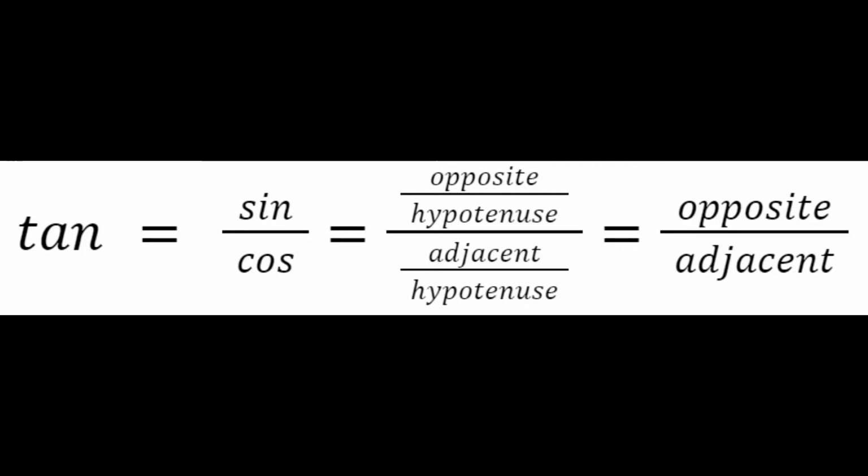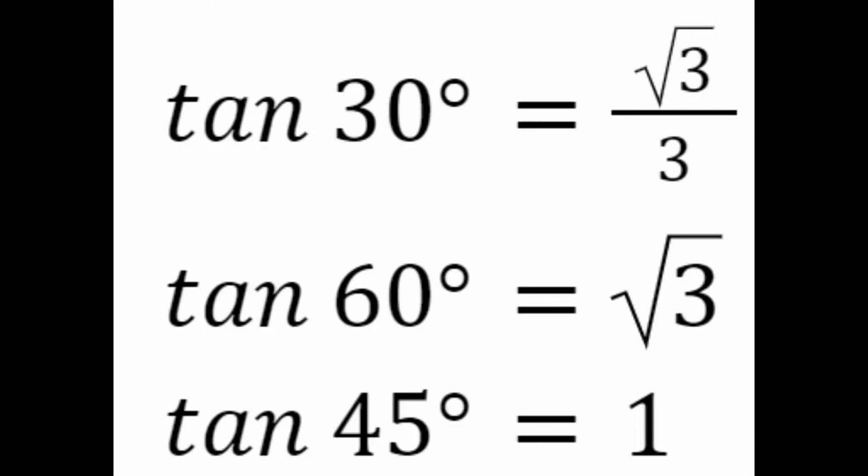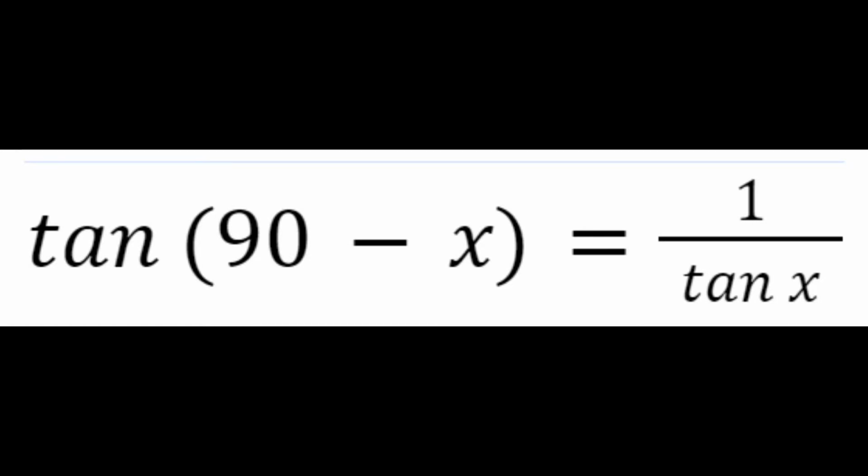From a 30, 60, 90 triangle, we find that the tan of 30 is equal to 1/3 the square root of 3, and the tan of 60 is equal to the square root of 3. From a 45, 45, 90 triangle, we find that the tan of 45 is equal to 1. This makes sense as the sine and cosine of 45 are equal. We can also find another interesting property of the tangent, this being that the tangent of a number and the tangent of its complement are reciprocals of one another.